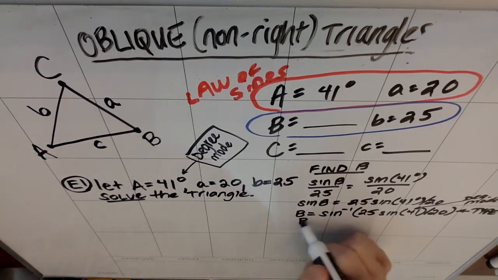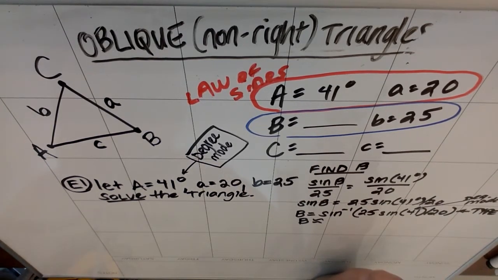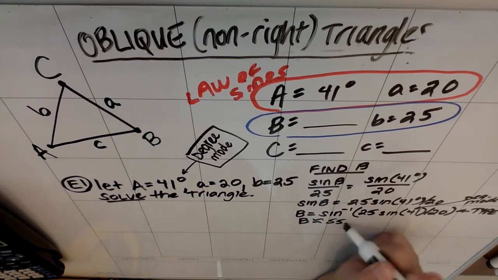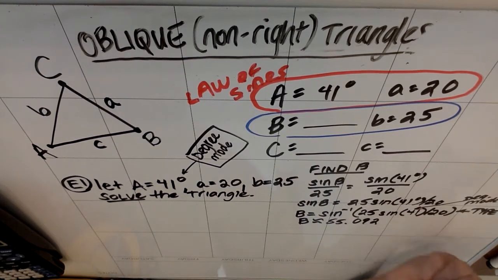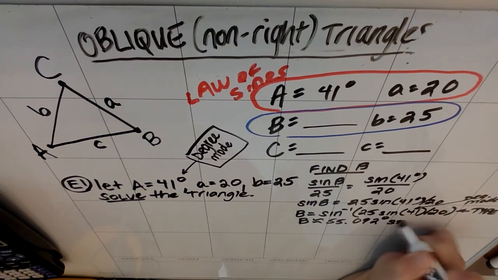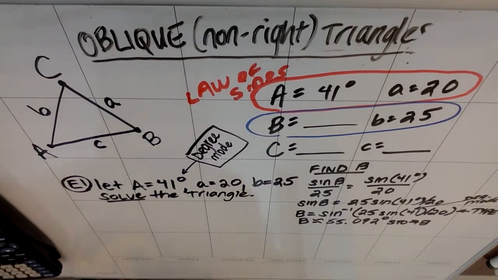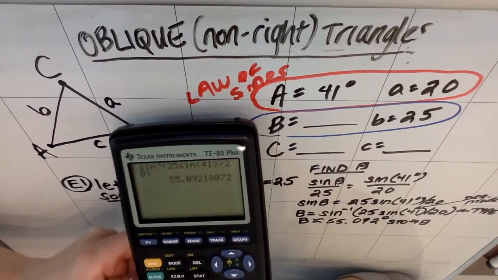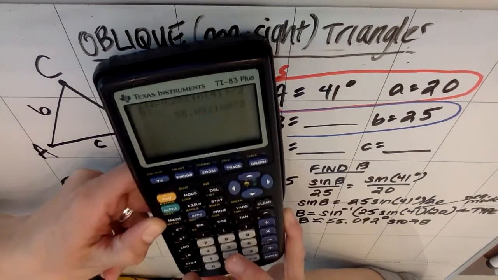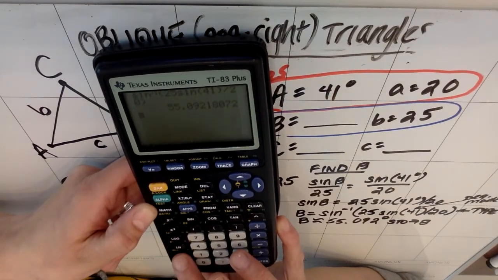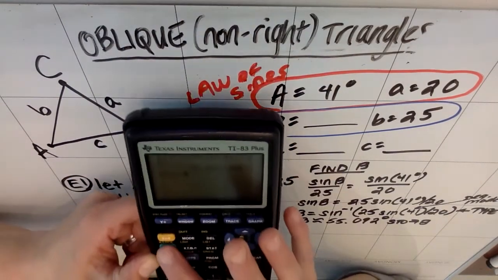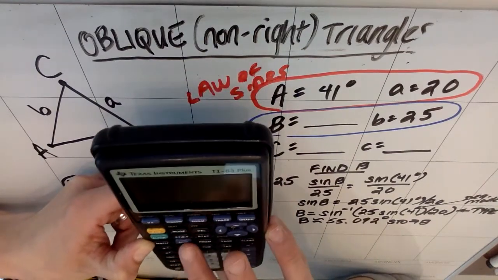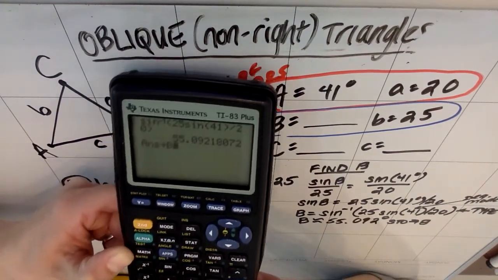And when I do that, I get an answer for B that is approximately 55.092 degrees, but I'm going to store that as B. So just to show you how that looks when I put my calculator in front of you, right? So see, I typed in my information. I'm going to hit store. The store button right here is right above on. So I hit store, and then I'm going to hit alpha and B. Now the reason I chose B is because in this problem it is B. You don't have to choose that.